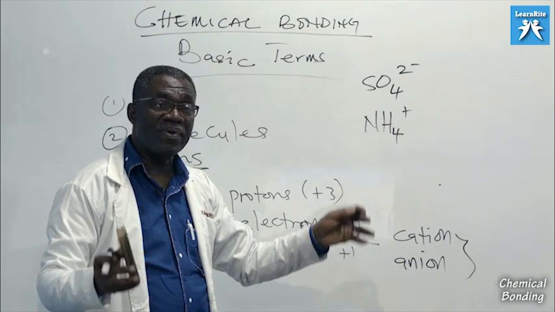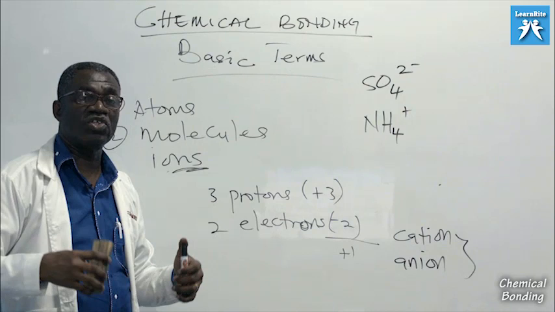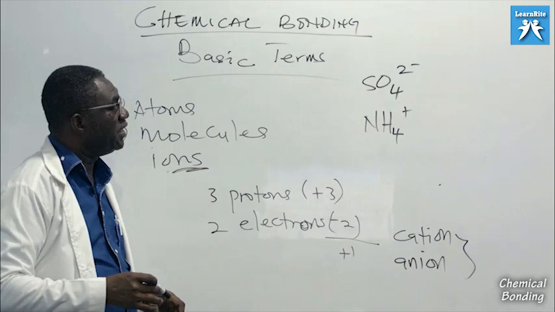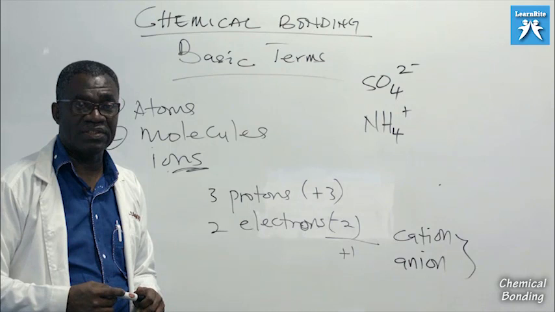So molecules can also lose or gain electrons. Once you lose electrons, you become positively charged, you become a cation. If you gain electrons, you become negatively charged, you become an anion. So anions and cations are not limited only to atoms that have gained or lost electrons. It can also apply to molecules gaining or losing electrons. And when it happens, we call them radicals, or if the nature is so complex, we call them complex ions.